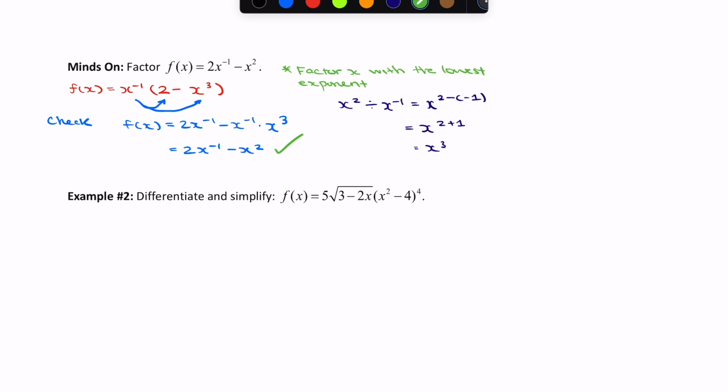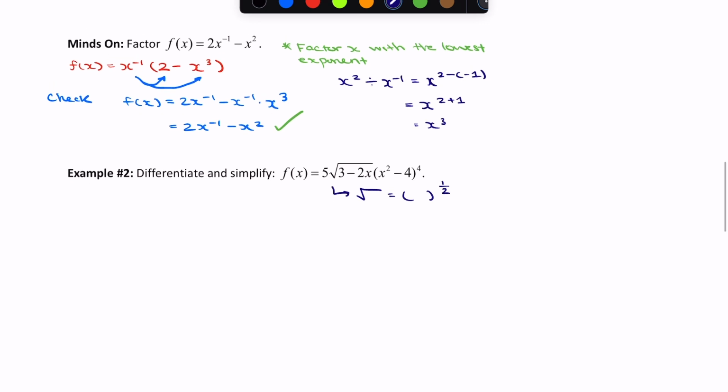Okay, so let's take a look at this. It says differentiate and simplify. So again, differentiate just means to find the derivative. Here we have f of x is equal to 5 square root of (3 minus 2x) times (x squared minus 4) to the power of 4. And here we want to rewrite, again, the square root as whatever is inside to the power of 1 over 2. So let's rewrite this. We have f of x is equal to 5 times (3 minus 2x) to the power of 1 over 2 times (x squared minus 4) to the power of 4.